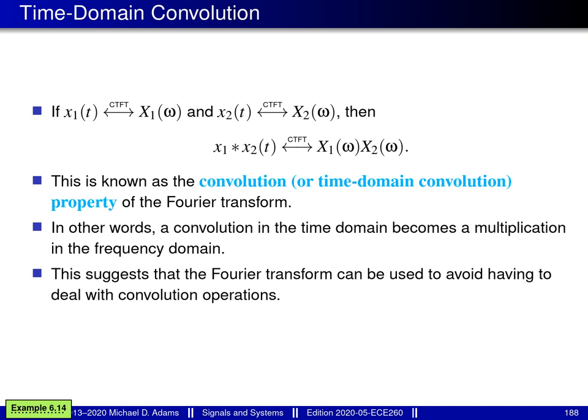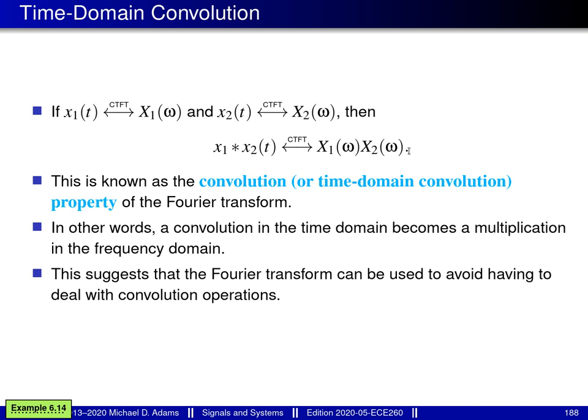The next property of the Fourier transform that I need to introduce is the convolution or time domain convolution property. And what this property says is the following. If I have a function little x1 with the Fourier transform big X1, and I have another function little x2 with the Fourier transform big X2, then the Fourier transform of the convolution of the functions little x1 and little x2 is given by the product of the Fourier transforms big X1 and big X2. In other words, the Fourier transform converts a convolution in the time domain into a multiplication in the frequency domain.